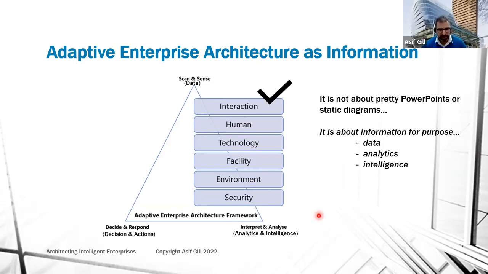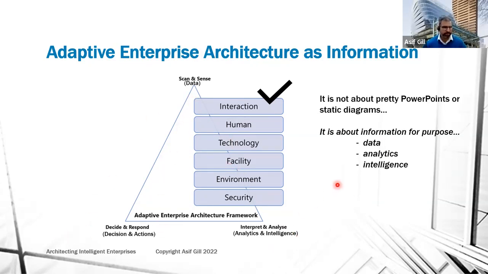Architecture is always about pretty diagrams or PowerPoints or static diagrams. There are a lot of modeling languages to do that. But really, when it comes down to the actual working, the actioning of the architecture, it's all about the information. So how can we represent the architecture as information? When we talk about that, the purpose is that we turn that architecture into data, analytics and intelligence. Then we use the analytics and intelligence of our architecture data to make decisions and respond to different technology and non-technology needs, including digital transformation. And this cycle goes across all the layers.